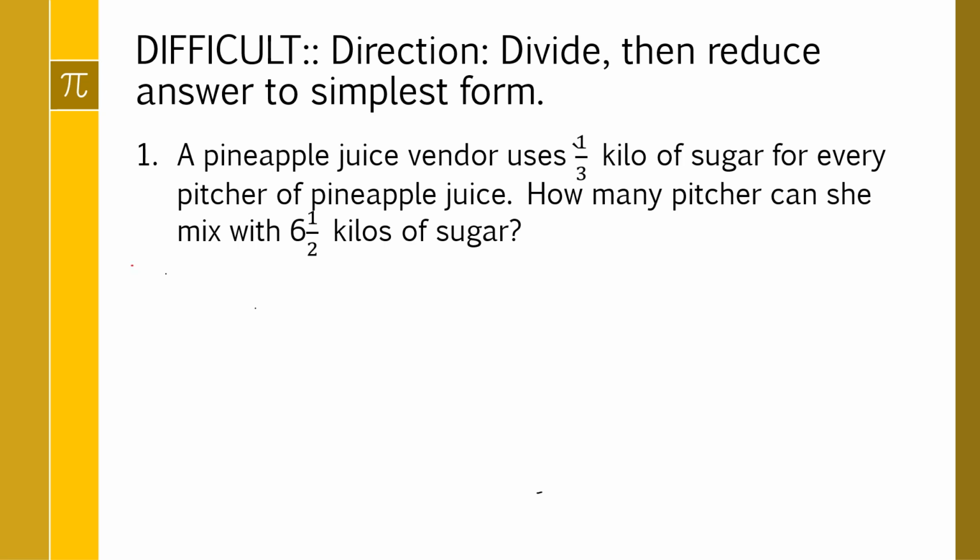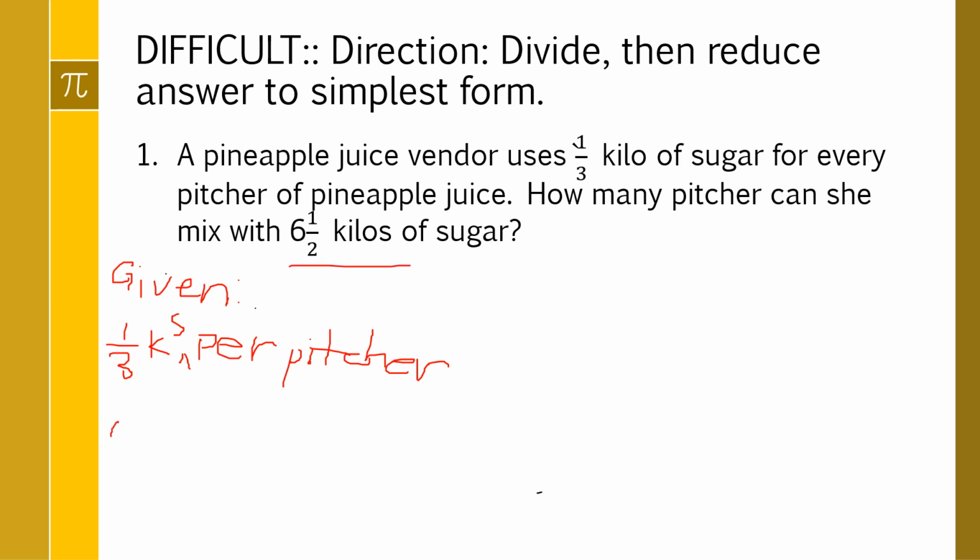So first we need to identify the given. Okay. So for the given here we have 1/3, so 1/3 kilo of sugar per pitcher. So that's it. And then another given here is 6.5 kilos of sugar.